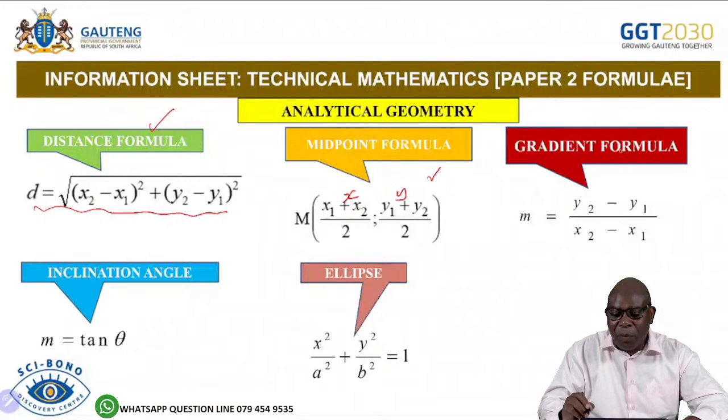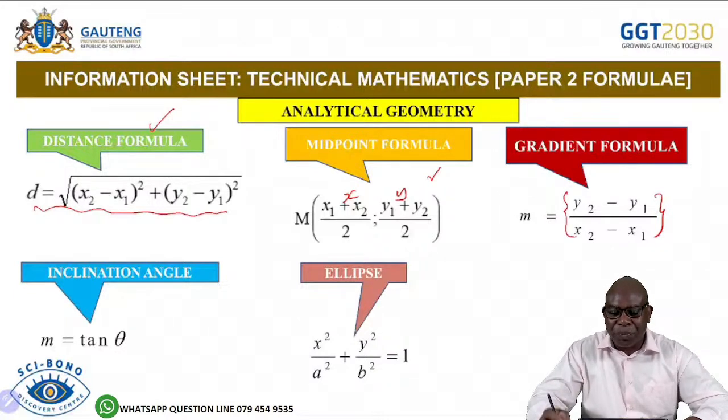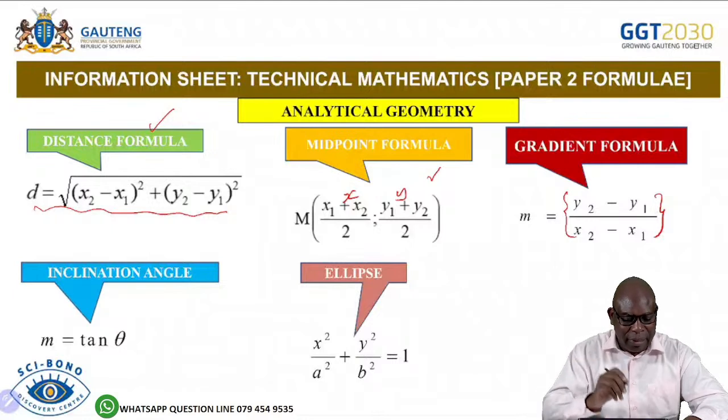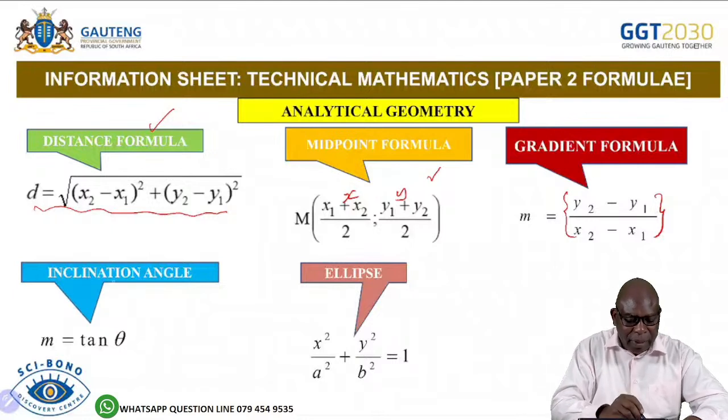The next one is the gradient formula, which is y2 minus y1 over x2 minus x1. Please check the formula and copy it correctly into your answer book, because we see that a lot of mistakes that you do there, where you say x2 minus x1 over y2 minus y1, and the formula sheet is there. So please copy it correctly, and you'll get a mark for that.